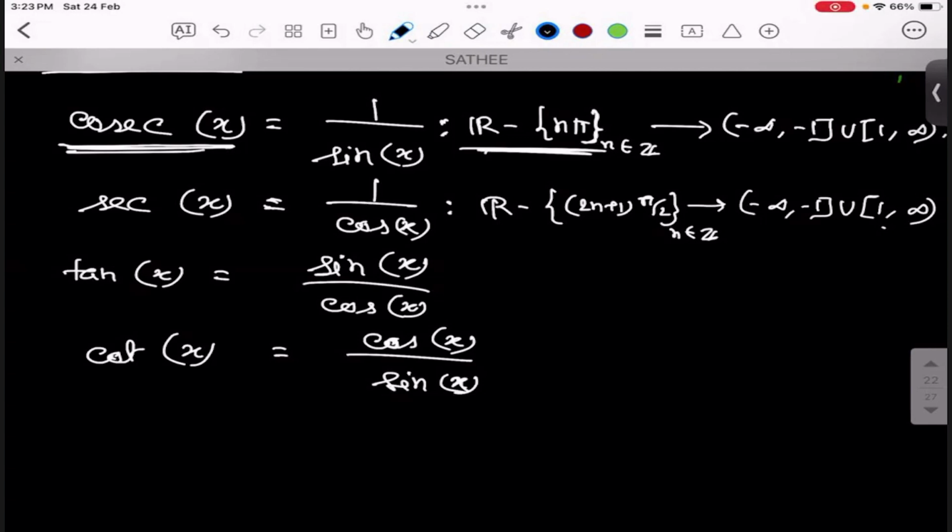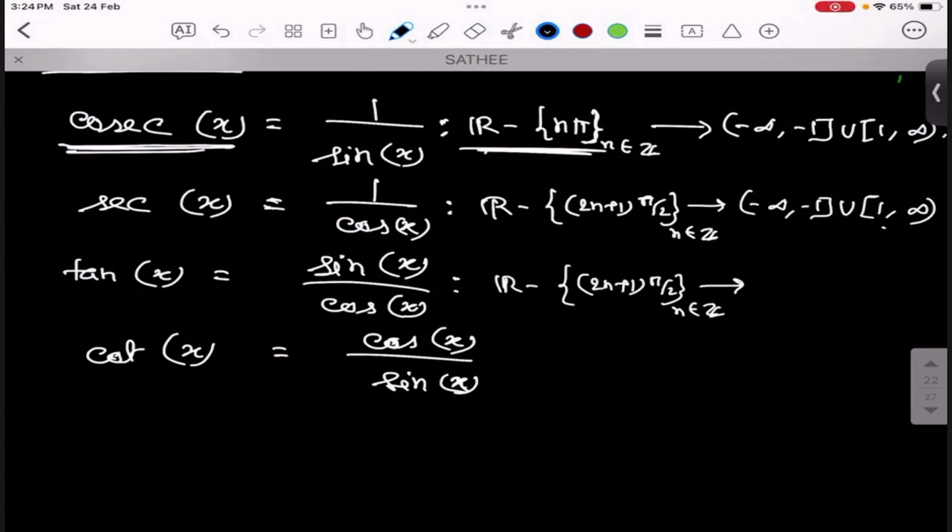Okay. Now what about tan x? So obviously the problematic points must be where cos x is 0. So the domain should obviously be R minus (2n plus 1) pi by 2, where n belongs to the integer set. This must be the domain.